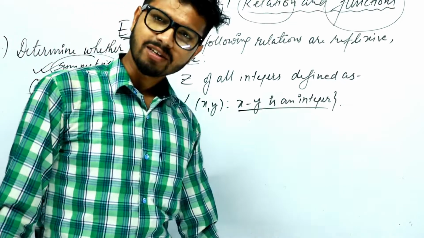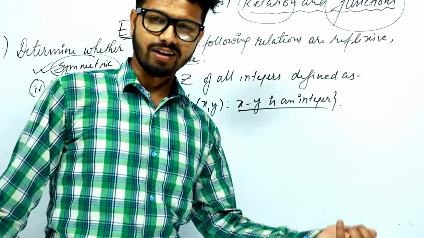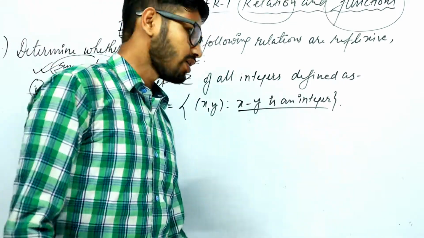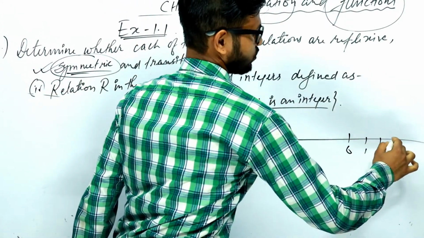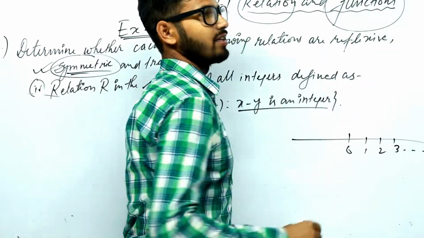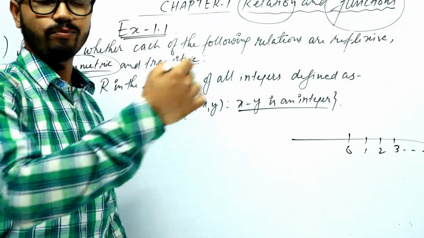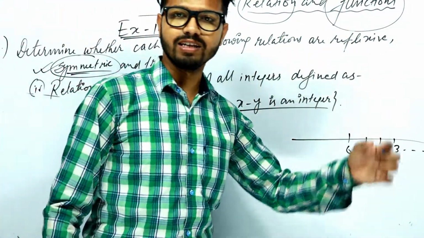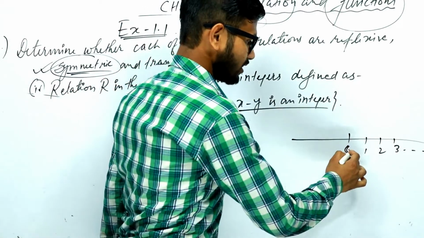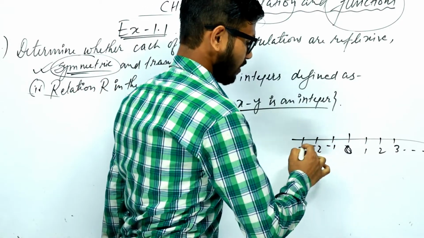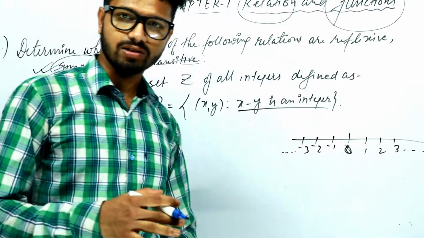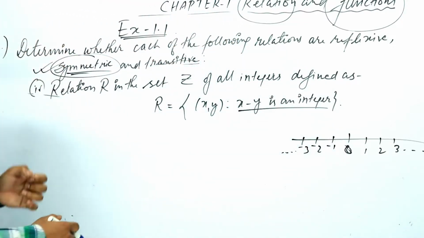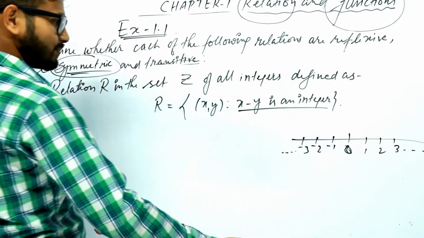Integer actually means all the positive and negative numbers including 0. If it is a number line, every number 0, 1, 2, 3 extends infinitely in the positive direction, and you get all the integers. If you go to the negative side, minus 1, minus 2, minus 3, it goes on. You can go in both directions. So x minus y is an integer.